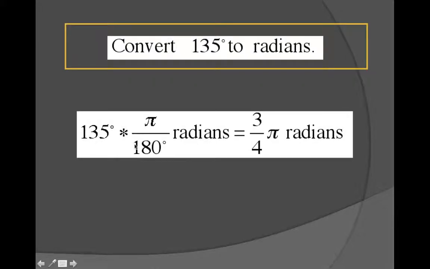However, 135 divided by 180 can be simplified to 3/4. Please notice here that I want the pi to remain in the answer. I do not want you just to type into the calculator 135 times pi divided by 180 and get a decimal answer over here. I would prefer it stay in fraction form, and I want the pi in the answer.